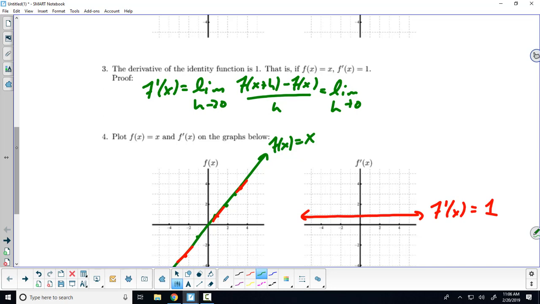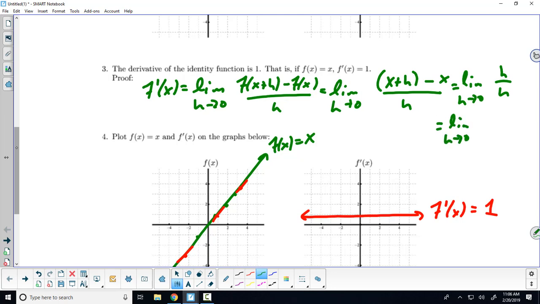Boy, he sure writes that definition a lot. Well, I want to make sure I don't forget it. You should too. You get a point if you do. What is f of x plus h? Well, this is the identity function x. So when I replace x with x plus h, I've just got x plus h, minus x all over h, which is equal to the limit as h approaches 0 of h over h, which is equal to the limit as h approaches 0 of 1. And the limit of a constant is just itself.